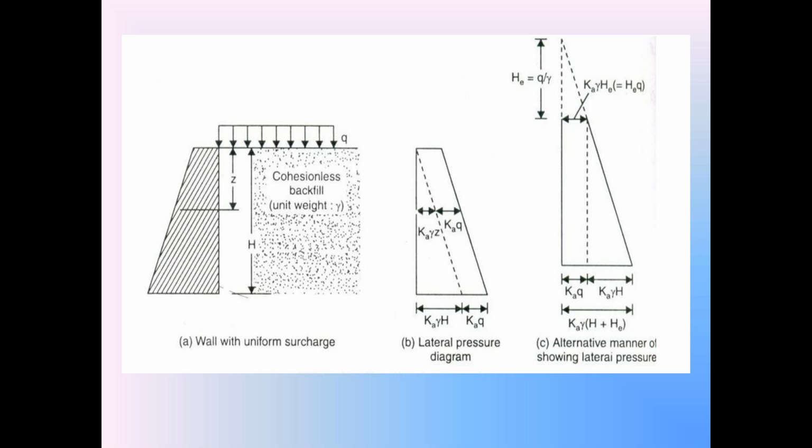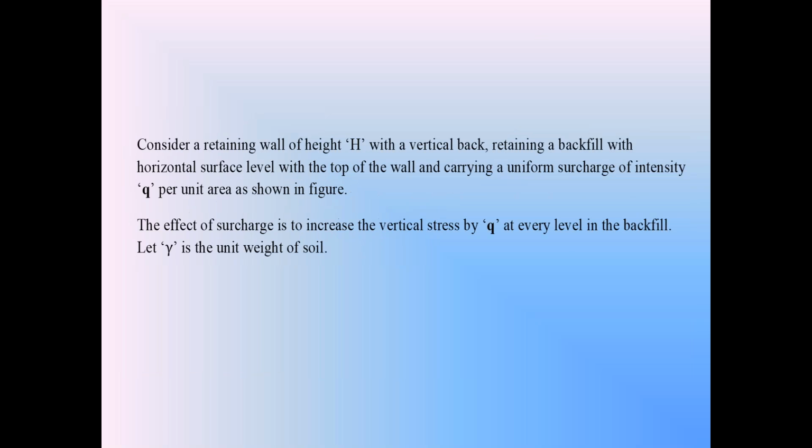So the active earth pressure in the backfill at a depth Z from the top of the backfill at this location, PA is equal to KA into Q plus gamma Z. That is the equation for the active earth pressure. So check that active earth pressure magnitude first.